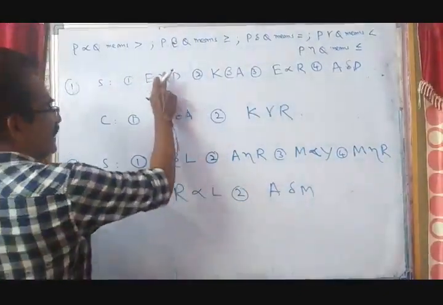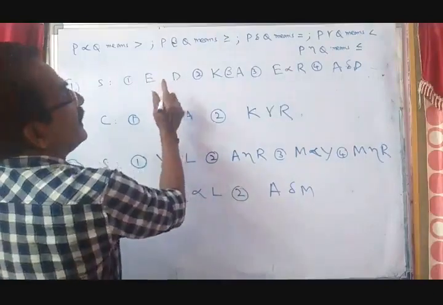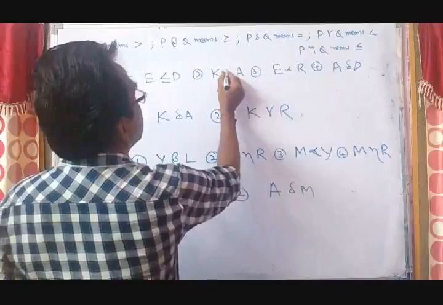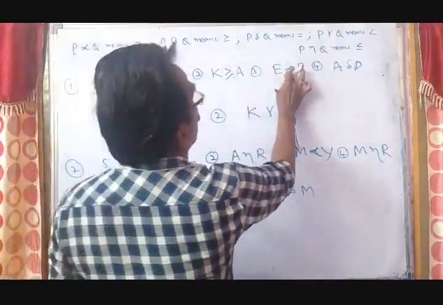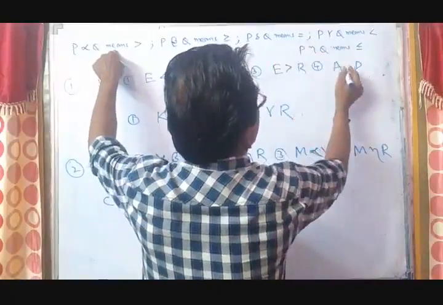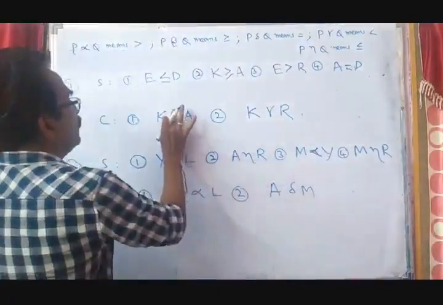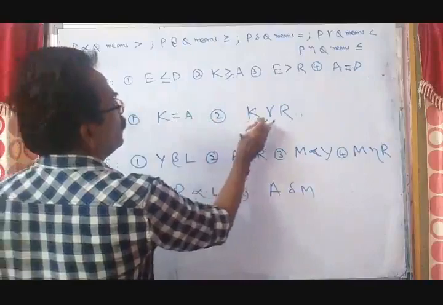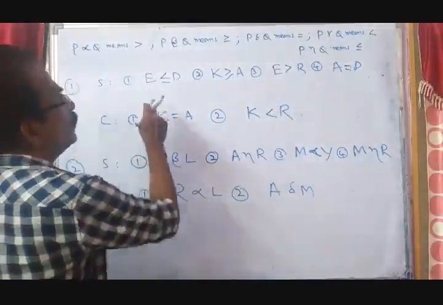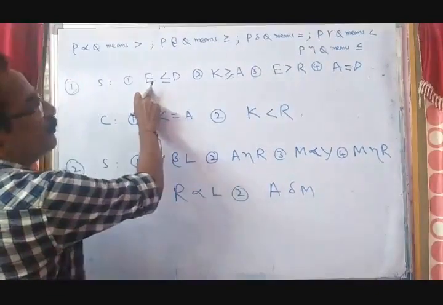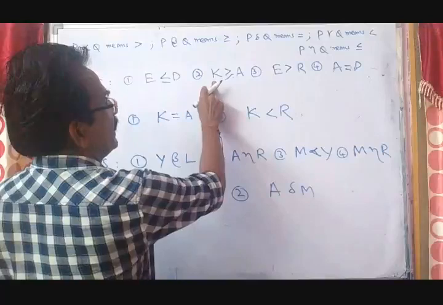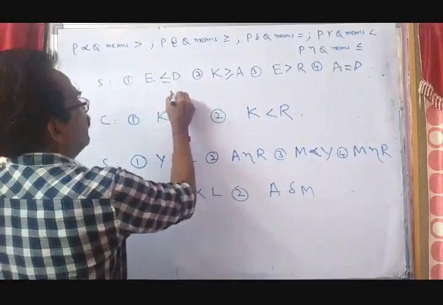So now let us change the symbols. Eta means less than or equal to, beta means greater than or equal to, alpha means greater than, small delta means equal to, gamma means less than. So here if you notice, only one K is there. So let us begin with K.